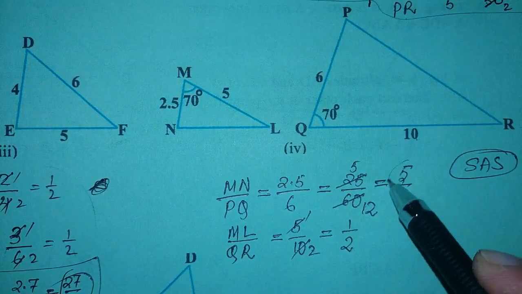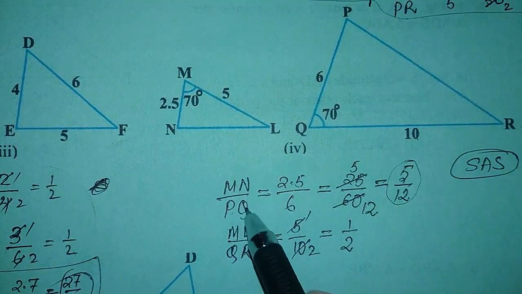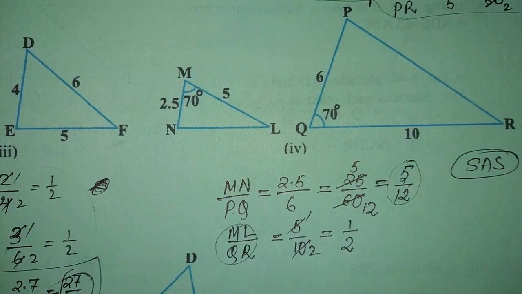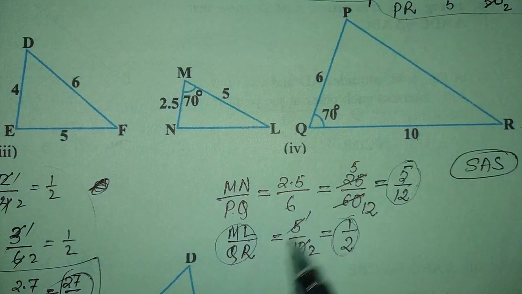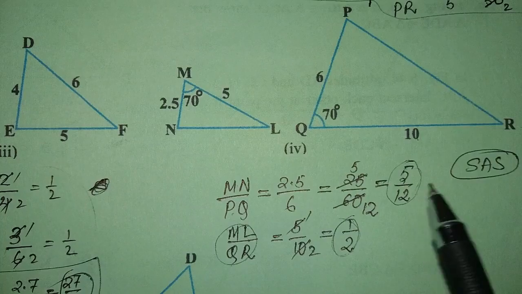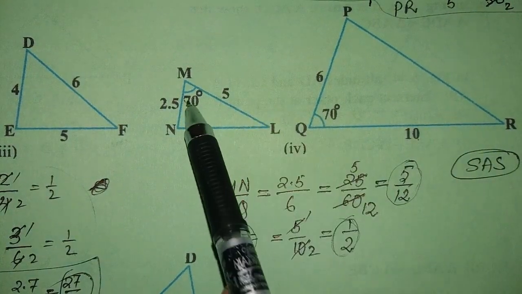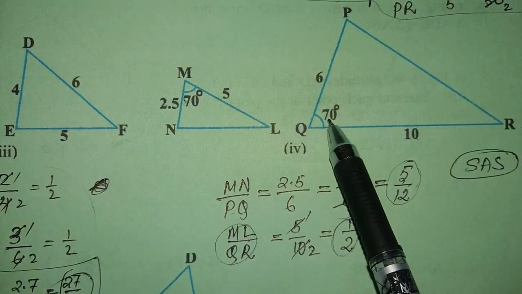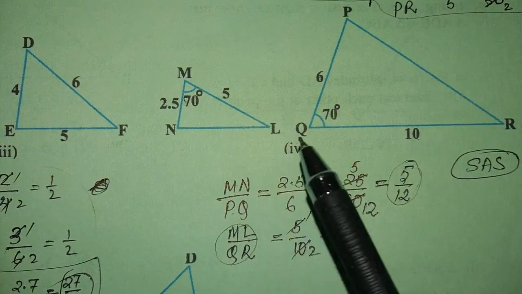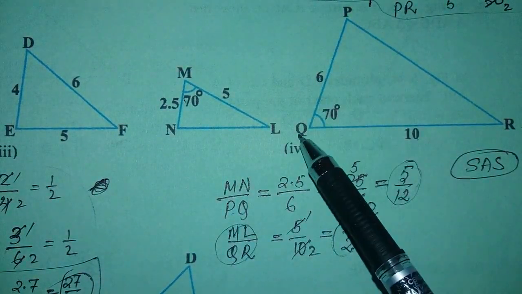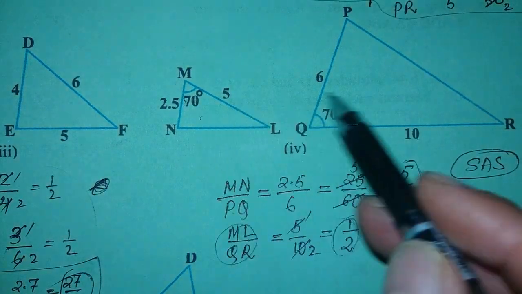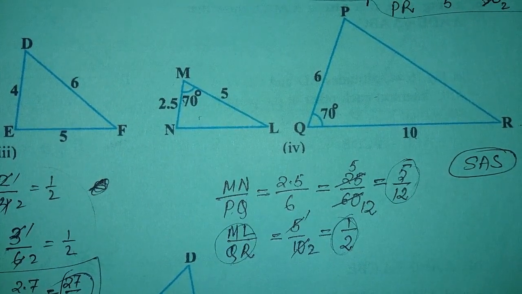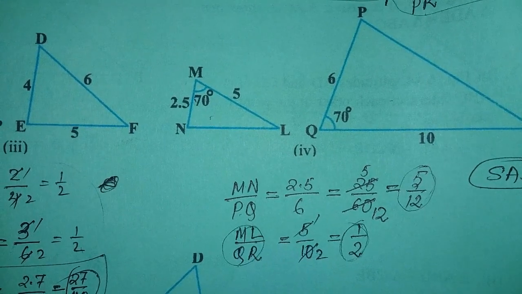Now here we can see that the ratio of MN and PQ is not equal to the ratio of ML and QR. This is 5/12. This is 1/2. Even though the included angles are equal, that is 70 degrees, 70 degrees, the ratio of MN and PQ is not equal to the ratio of ML and QR. So these two triangles are also not similar. So you will just say that the two triangles are not similar.